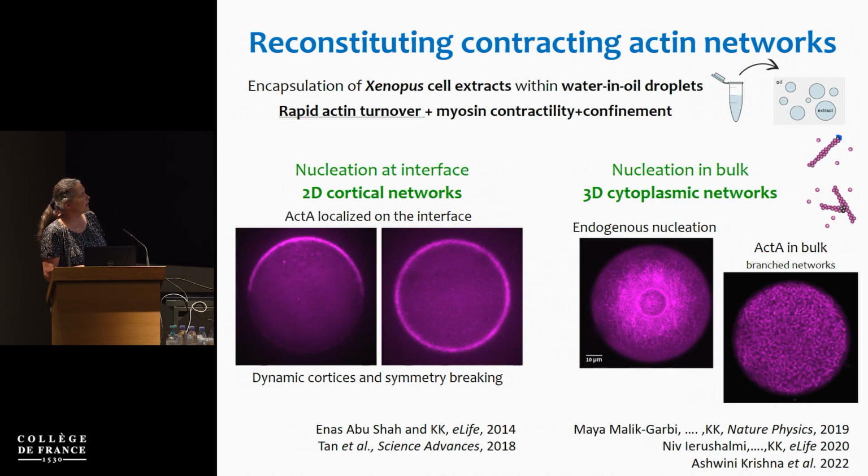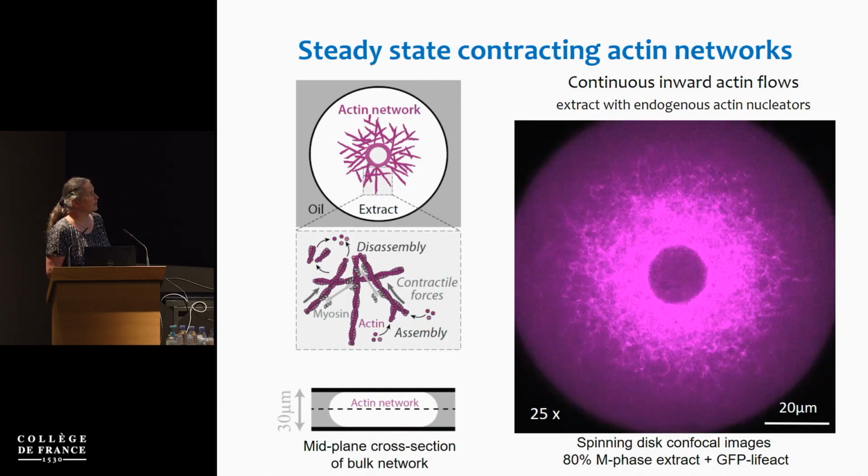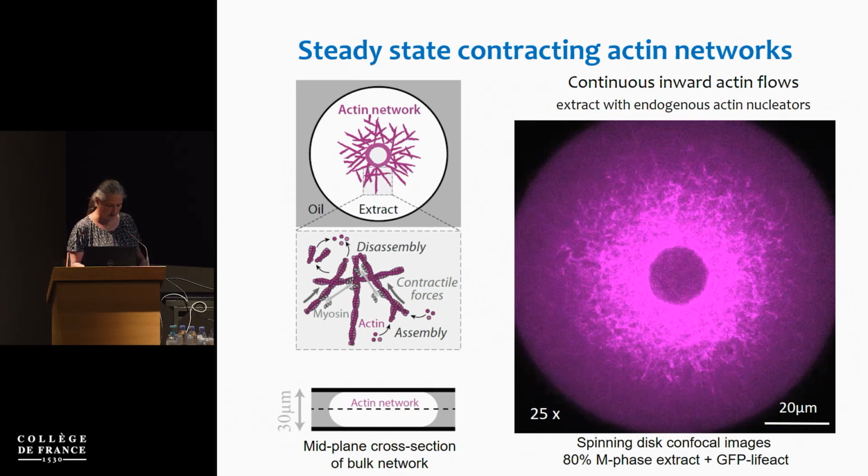And we've worked for quite a few years in this system. We looked at the cortices, where you put an actin nucleating factor on the interface and you can reconstitute cortical actin networks that are capable of breaking symmetry. But today I'll be focused on bulk actin networks. These are networks where the actin nucleation is basically in the bulk, and you get these three-dimensional bulk actin networks.